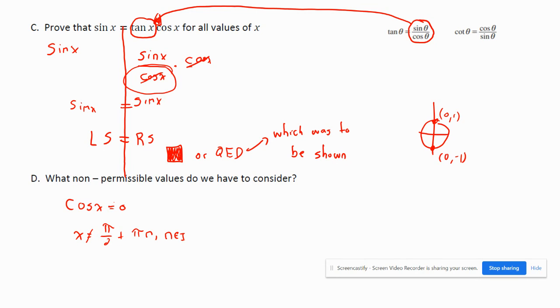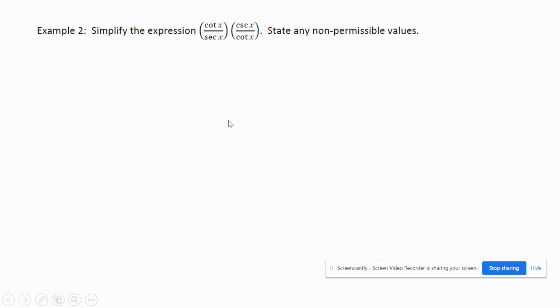So this is true for all values of x except for these values over here, because when we have these values, tan is actually undefined. Sine is allowed to equal pi over 2 plus pi n, but tan is not. Therefore, this identity is not true for these values over here.